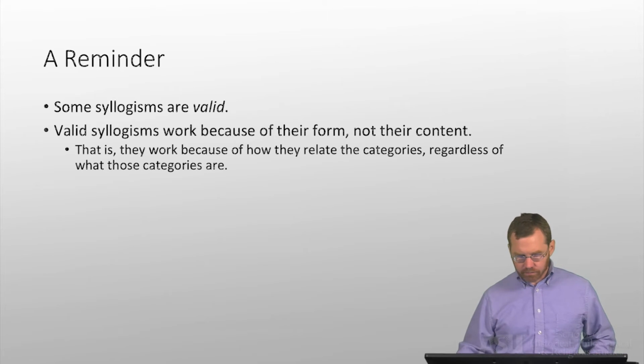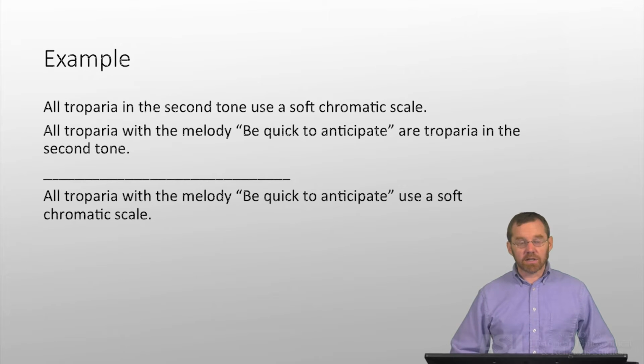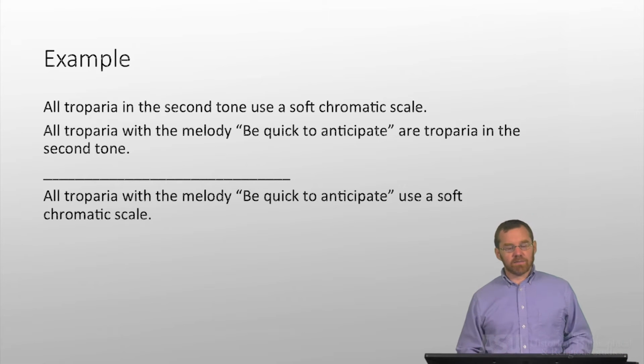For example, all troparia in the second tone use a soft chromatic scale. All troparia with the melody be quick to anticipate are troparia in the second tone. Therefore, all troparia with the melody be quick to anticipate use a soft chromatic scale. Now, I'm assuming you don't know what troparia are, second tone, soft chromatic scale, and that you never heard of the melody be quick to anticipate. Although it's really catchy. In any case, you can tell that this is true because of the form.